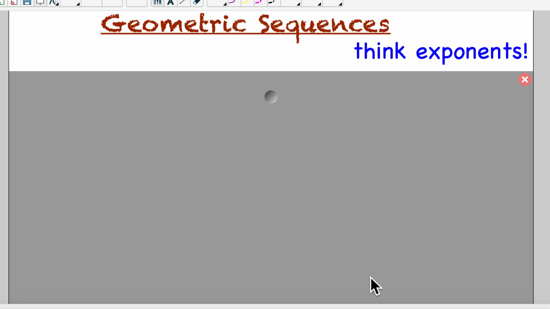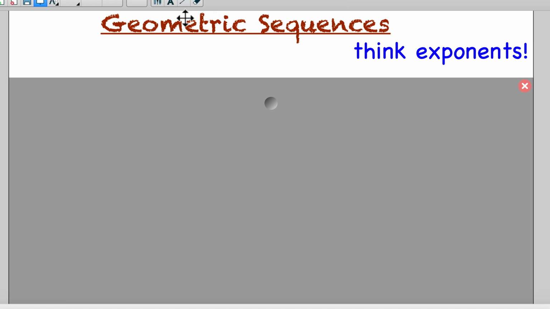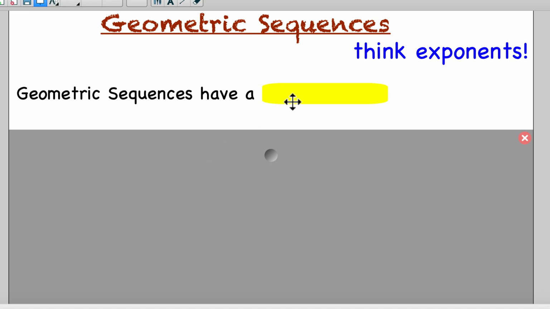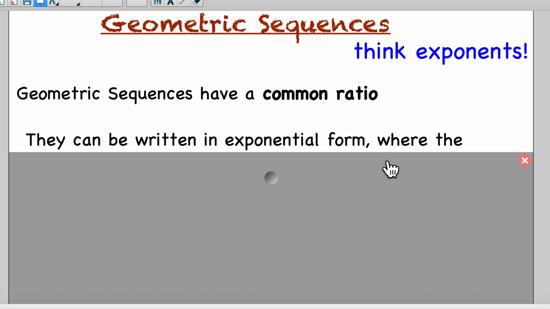Second video, geometric sequences. These ones are a little bit different. These follow more like exponential functions versus linear functions. But they have similar things, right? The difference is that instead of a common difference, a geometric sequence has what's called a common ratio. So instead of adding numbers to get to the next one, you actually end up multiplying them. But it really follows exponents.